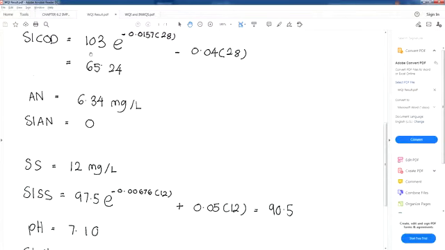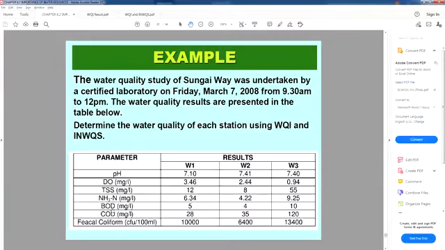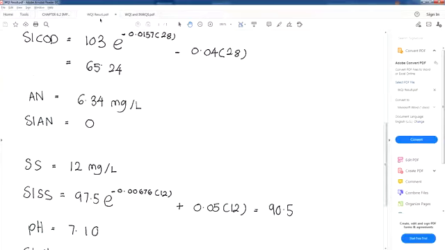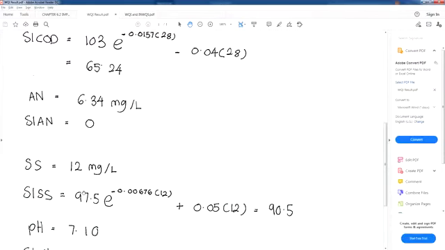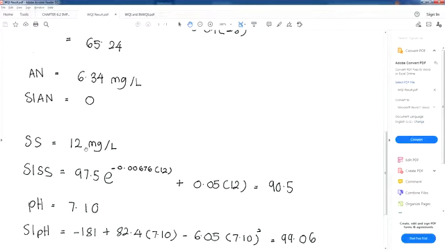And suspended solid, TSS, total suspended solid, is 12 mg per liter. Look at the formula here. It is in between 100 to 1000 mg per liter, so we use the second formula. Replace the x value with 12, the concentration of TSS, and you will get 90.5.